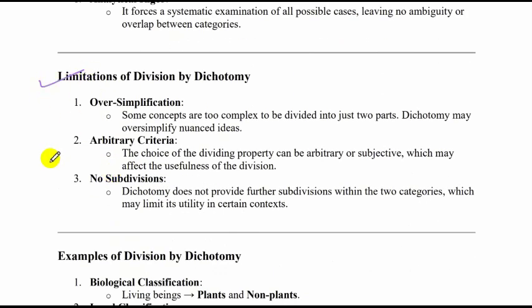Limitations of division by dichotomy. Oversimplification. Some concepts are too complex to be divided into just two parts. Dichotomy may oversimplify nuanced ideas. Arbitrary criteria. The choice of dividing property can be arbitrary and subjective, which may affect the usefulness of the division. No subdivisions. Dichotomy does not provide further subdivisions within the two categories, which may limit its utility in certain contexts.